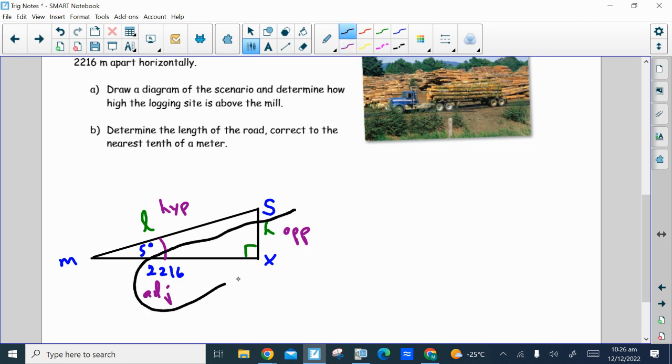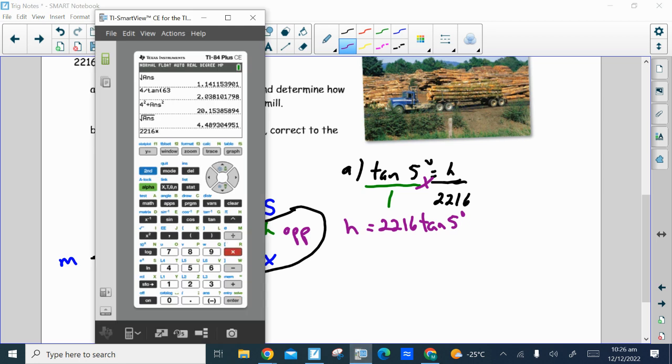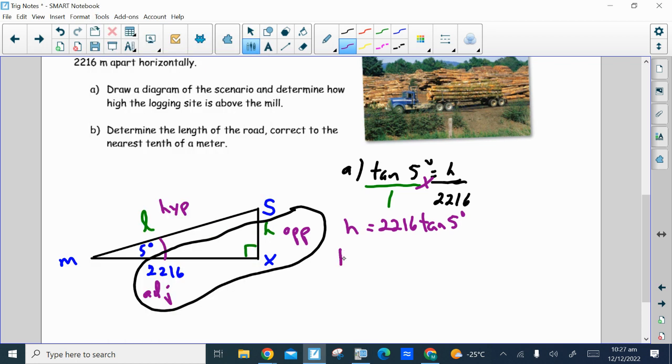And again, if I want to find H first, I'm going to use the opposite and the adjacent, which is the tangent ratio. The tangent of the angle, which is 5 degrees, equals the opposite, H, over the adjacent, 2216. So once again, we make both sides a fraction, and we cross multiply. So H will be 2216 times the tangent of 5 degrees. So that's approximately 193.9 if I round to the nearest tenth.